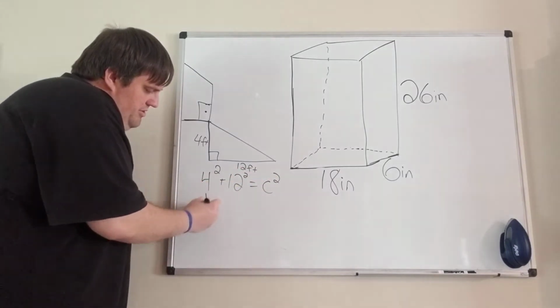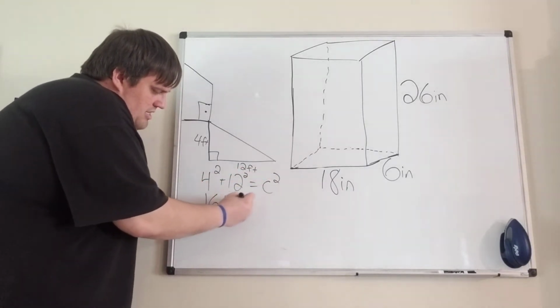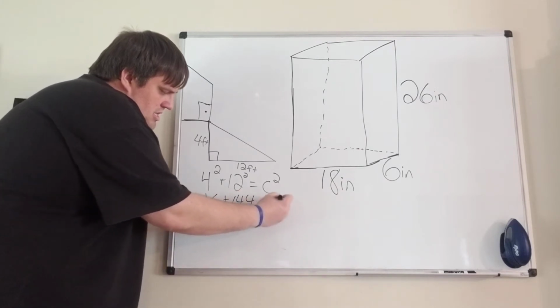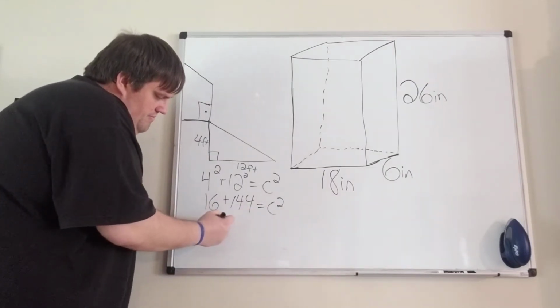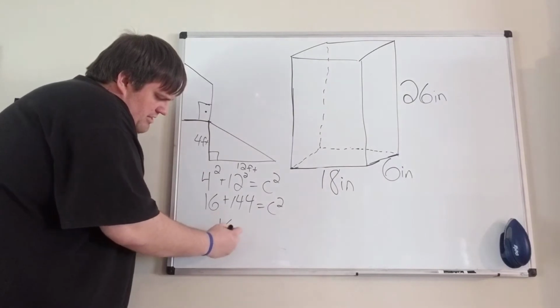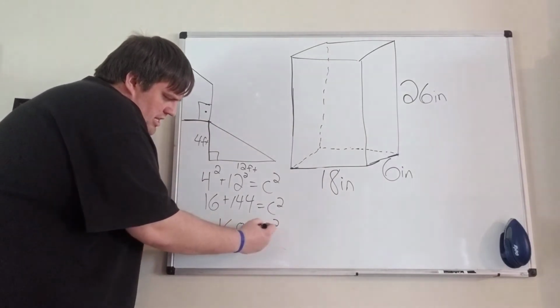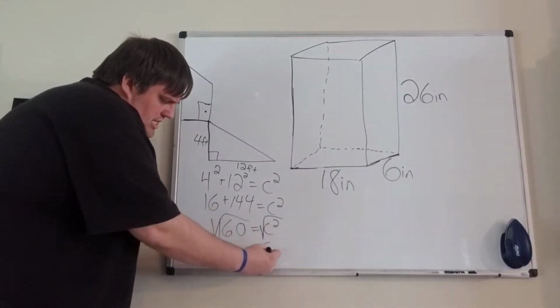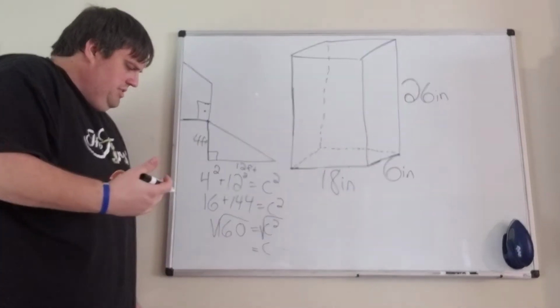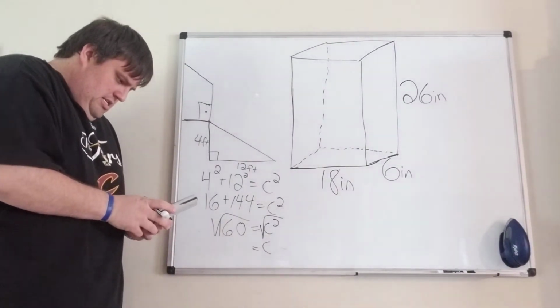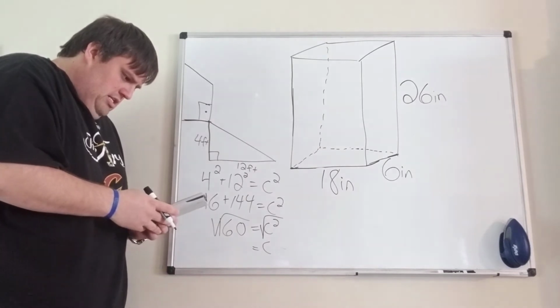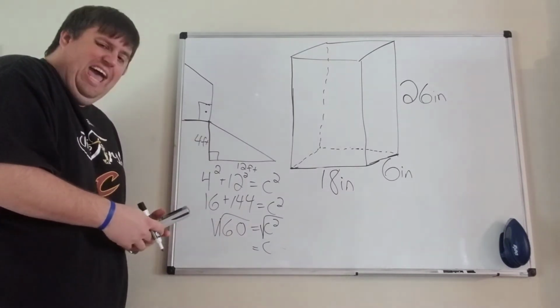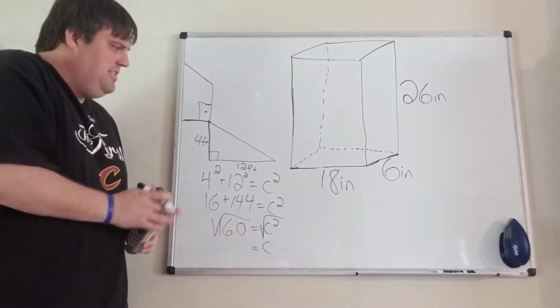square your numbers, add them up, 160. And then square root at the end, and the square root of 160 is 12.65 feet. So that's how long the ramp is.